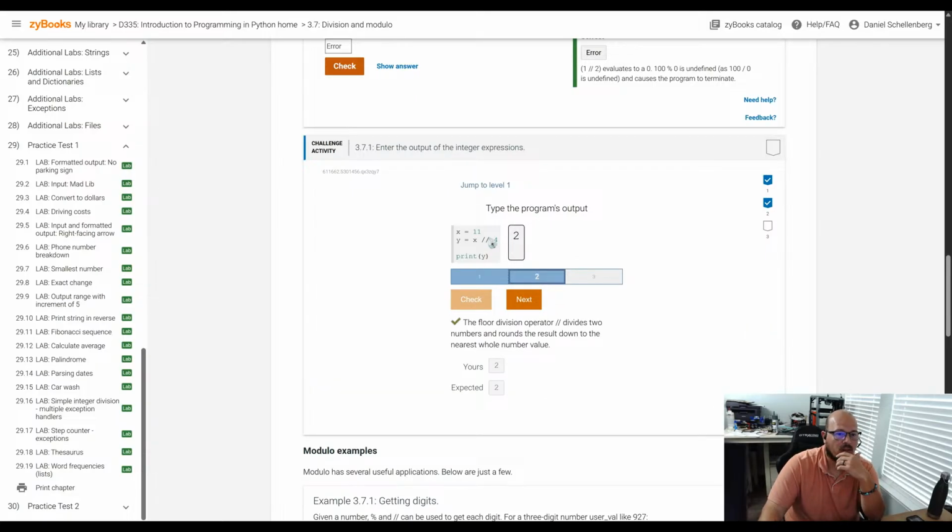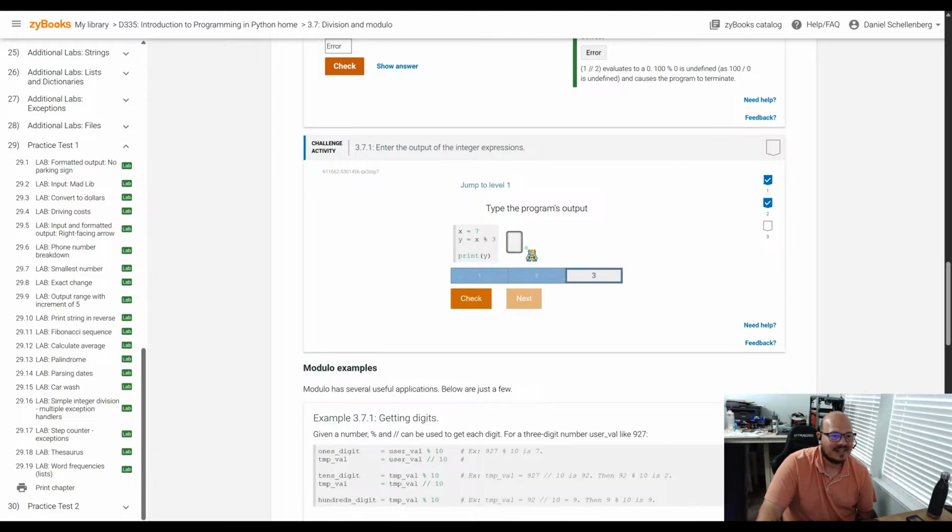Okay. The floor division operator divides two numbers and rounds the result down. Okay, so it rounds it down. Remember before I was wondering if it'll round up, but it rounds it down to the nearest whole number value. And in my head, it's basically saying, hey, this is keeping everything to the left. That's what that tells me. Okay, so here's the modulo one. So let's see if we can figure that out.